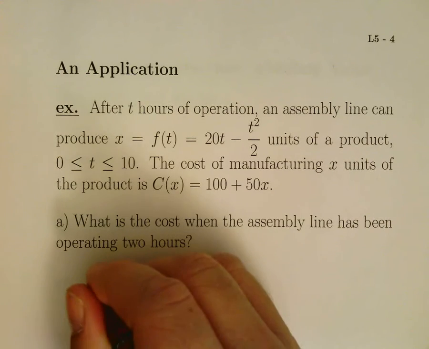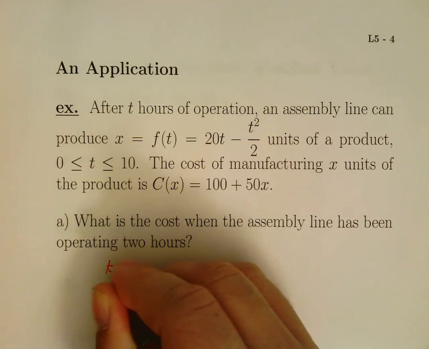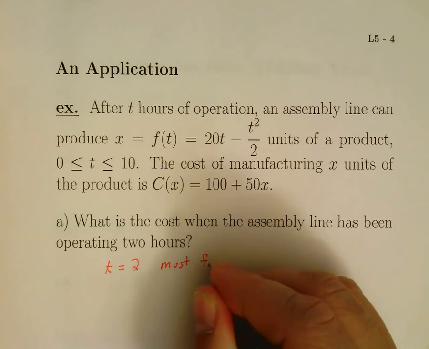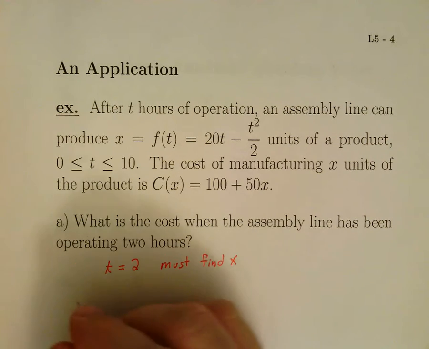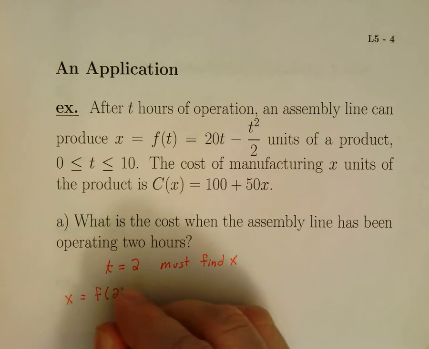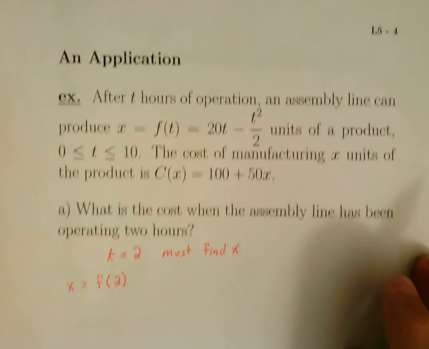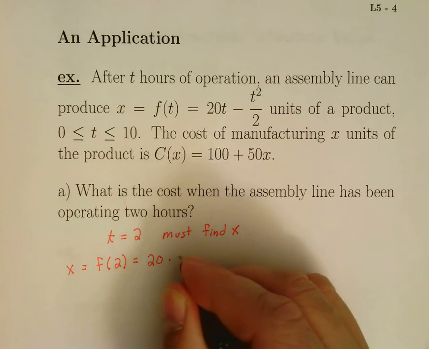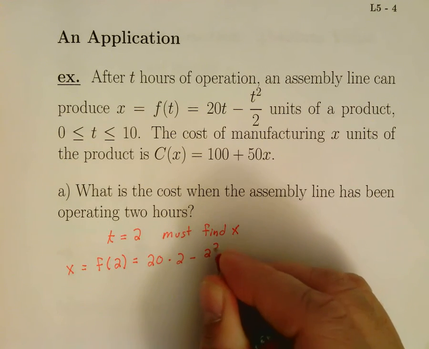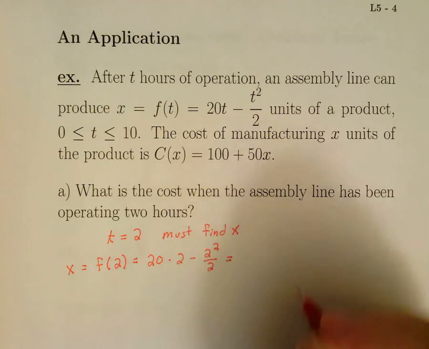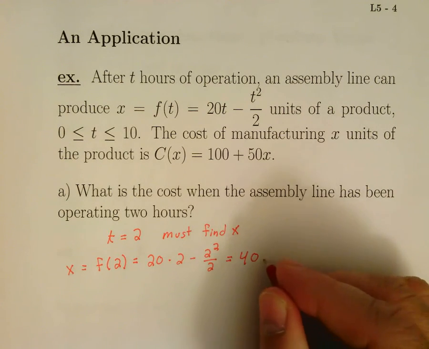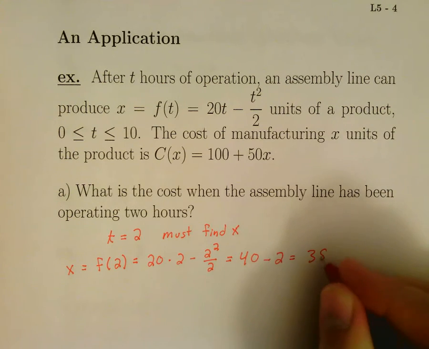So what we're going to note here is that when t is equal to 2, which is in terms of time, we must find x. So x is equal to f(2), because we're going to operate the machine for 2 hours. We're going to produce some units from this. So that's going to be equal to 20 times 2 minus 2 squared over 2. That's 40 minus 4 over 2, which is 40 minus 2, equal to 38 units.